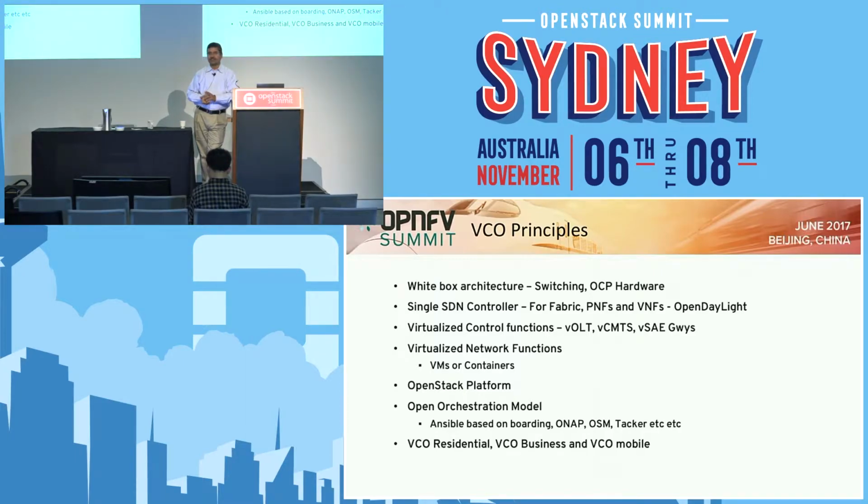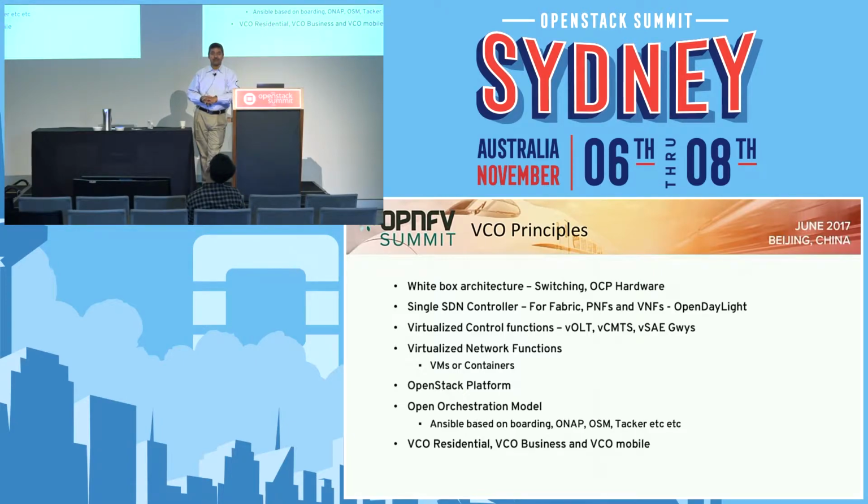So first of all, we said this has to be a white box architecture. It has to use white box switches. It has to use available software, most likely as much open source as possible. Use OCP, Open Compute Platform, as compute and open storage capabilities. Have a single SDN controller as opposed to multiple layers of SDN controllers. So as you build your fabric, as you build your PNFs, physical network functions, as you build your virtual network functions, create a single SDN controller paradigm.